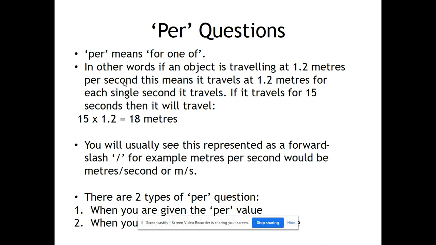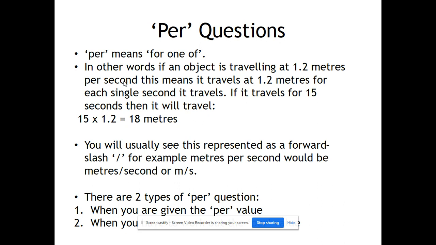In other words, if an object, the most common place we see this is actually speed, so 1.2 meters per second. Usually in cars you see miles per hour or kilometers per hour. But if it was travelling 1.2 meters per second, how far would it travel in 15 seconds is a good example of this, in which case you would just times the 15 by 1.2. Every single second it travels 1.2, so in 15 seconds it's going to travel 15 times as far.